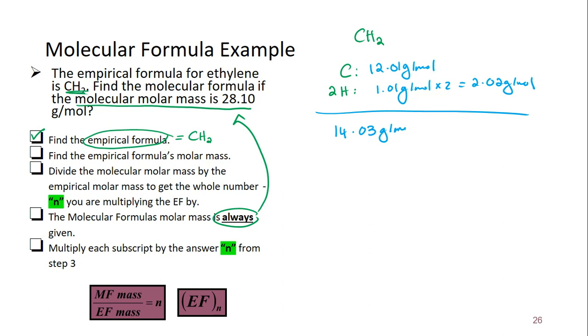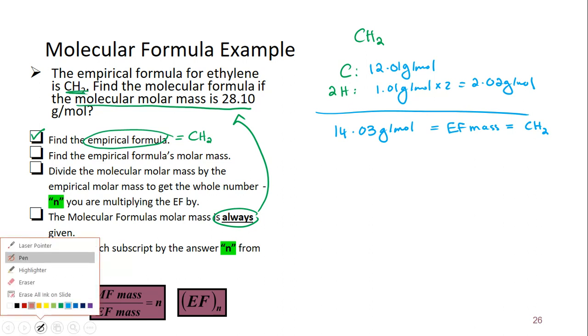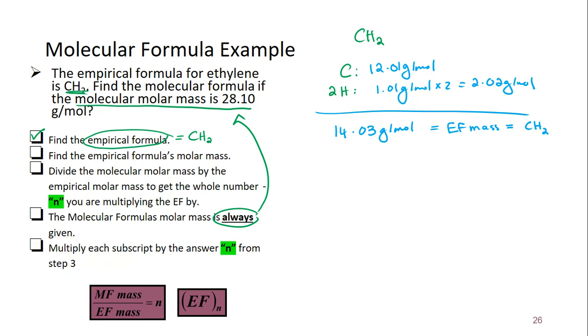14.03 grams per mole. This is the EF molar mass, the EF mass for CH2. Okay, now let's switch colors. Divide the molecular molar mass by the empirical molar mass to get the whole number.